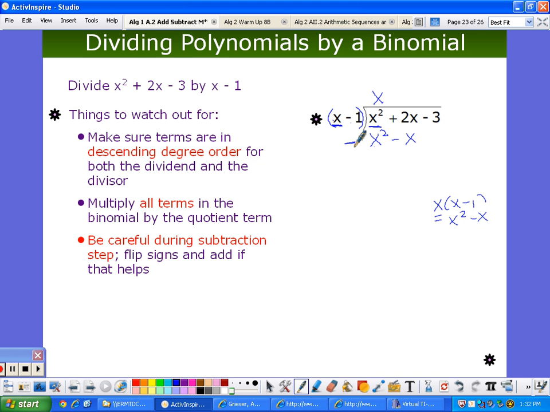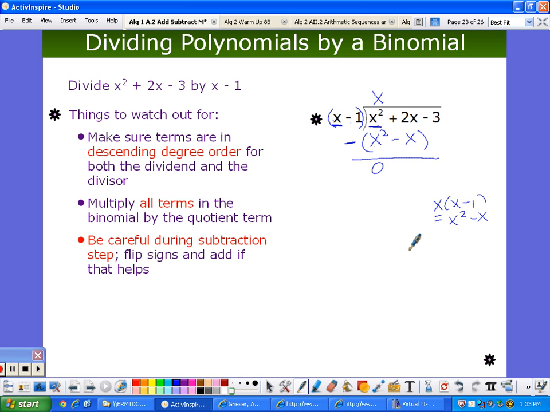Now we have a subtract step. Be so careful here, because remember when we looked at subtracting polynomials? Remember what you had to do? You had to distribute that negative. So you're doing the same thing here, because watch what we're doing. We're doing x squared minus x squared. What's x squared minus x squared? 0. And again, if you are doing your division correctly, you're always going to get a 0 there.